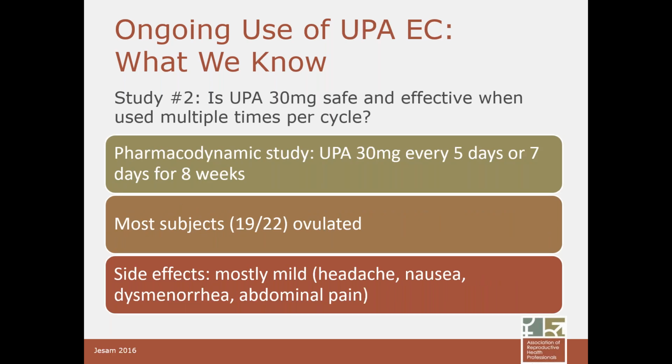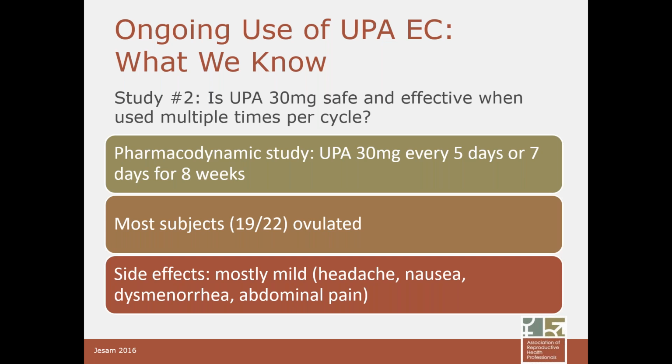Next slide. If we look at UPA, a more recent pharmacodynamic study investigated the regular use of UPA-EC. In this study, women took UPA every 5 to 7 days. They did transvaginal ultrasound and hormonal measurements at each regular study visit. Most of these patients experienced normal ovulation at some point in the study. Similar to the levonorgestrel study, side effects were generally mild and tolerable and include headache, nausea, menstrual disturbances, and abdominal pain. So that was reassuring. This is a method that's safe and tolerable, but it's probably not going to be a highly effective one for ongoing use.